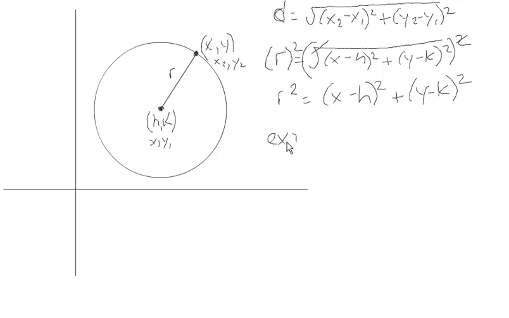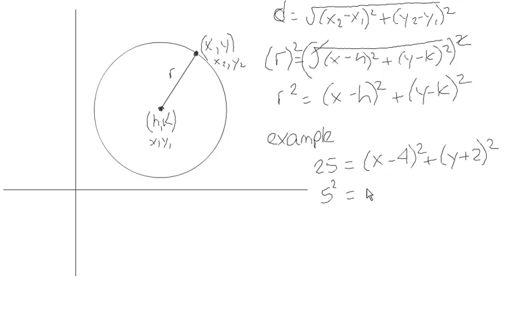And here is an example. Let's say that I am given this formula: 25 equals (x minus 4) squared plus (y plus 2) squared. In order to map this back into the standard format, I might say this is a perfect square, so that would be 5 squared. And over here, I might ask myself what this would have to be if this were negative h.